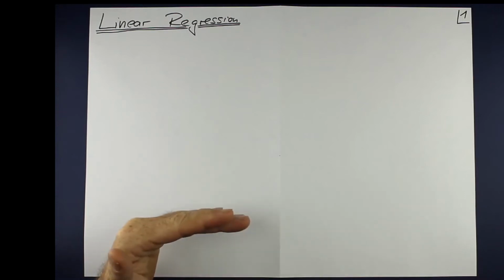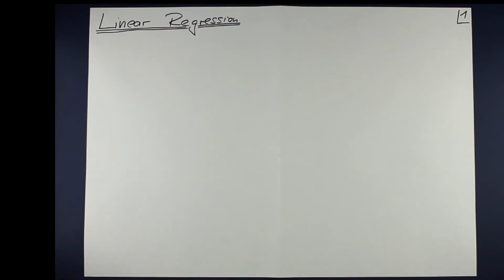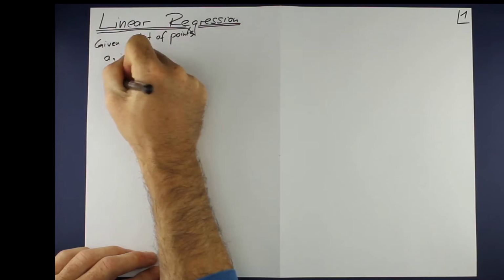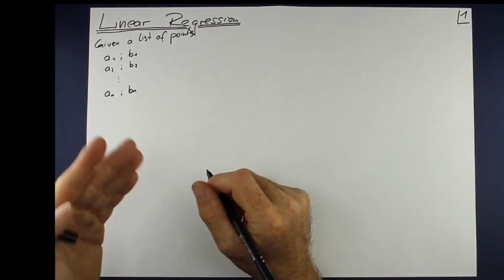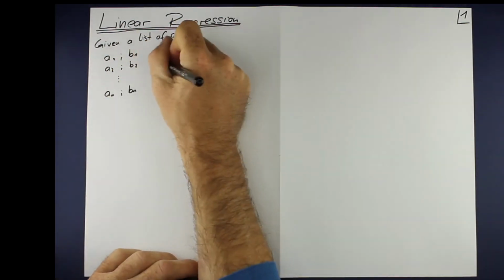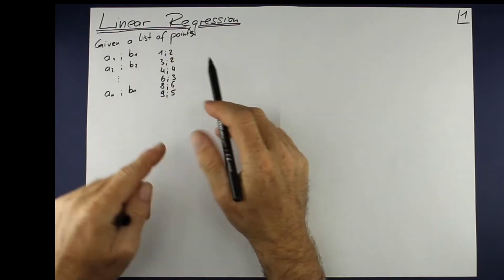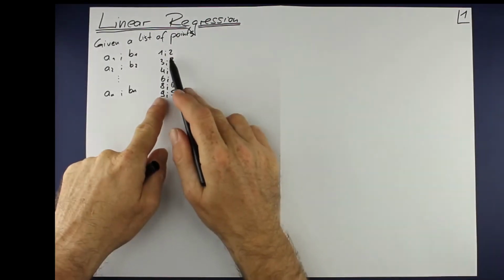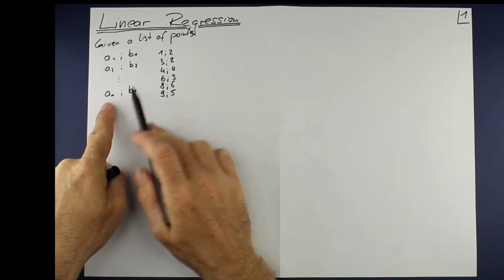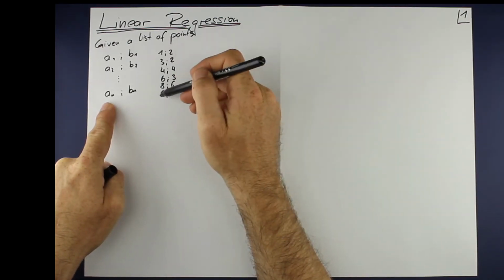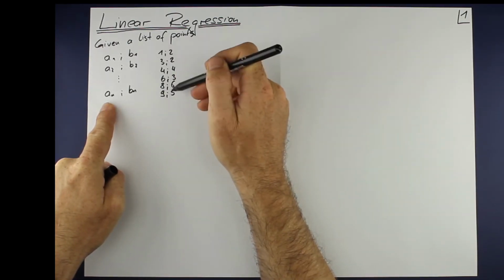Let's talk about linear regression. What is the problem? Given a list of points, let's have an example. Let's have this list. In this case, we have 6 points, so n is 6, and the a coordinates are these, and the b coordinates are that.